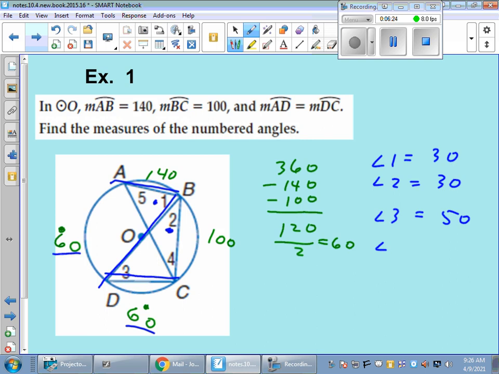Let's look at angle 4. Angle 4 is here. Go over here. You're going to go half of 140. That is 70. And then now angle 5. Here's angle 5. Angle 5 intercepts this arc right here. Half of 100 is 50. So that gives you an idea of what all those are going to look like.